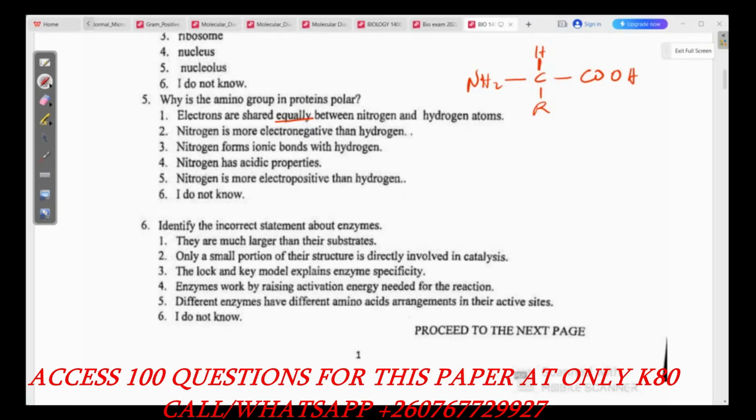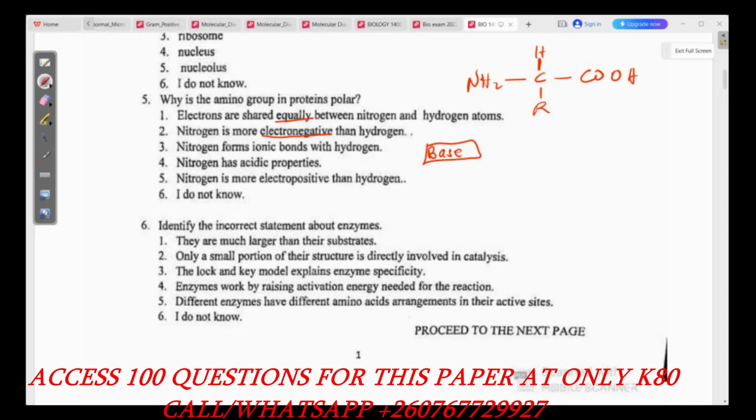Then four is saying nitrogen has acidic properties. So, nitrogen is a base, meaning that it has got basic properties. It doesn't have acidic properties. Five, nitrogen is more electropositive than hydrogen. So electropositive, that is, it can give electrons more than hydrogen, which is not true. So nitrogen is more electronegative than hydrogen.